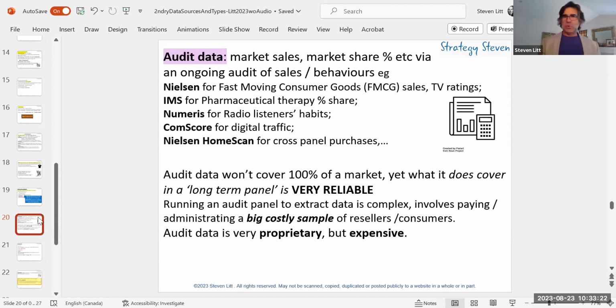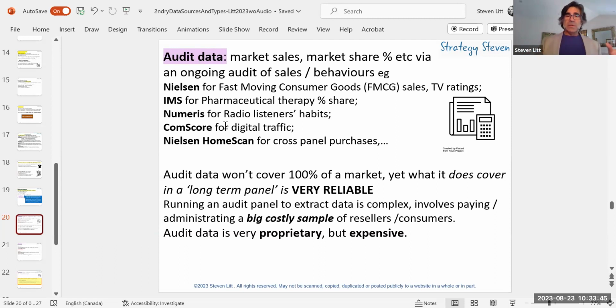So a prescription drug, they'll know what the hospitals are dispensing, what drugstores are dispensing behind the counter. Very hard information to get if you don't go to the audit data company itself. Numeris for radio listenership, ComScore for digital, etc. It doesn't cover 100% of the market, but what it does cover is very reliable.